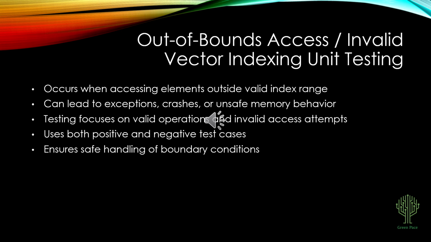This section focuses on testing for out-of-bounds access, which occurs when invalid indices are used. This type of vulnerability can lead to crashes or unsafe memory behavior. Testing includes both valid operations and invalid access attempts to ensure safe handling of boundary conditions.